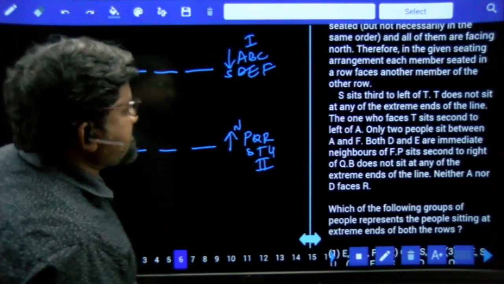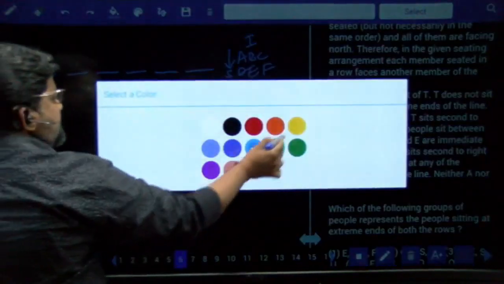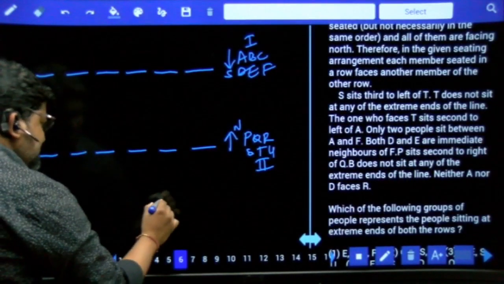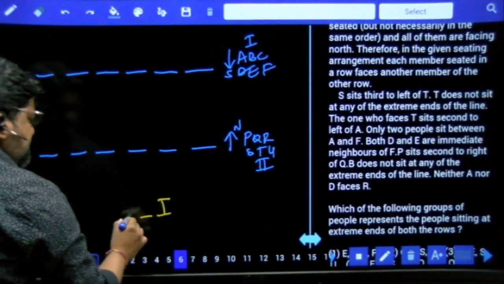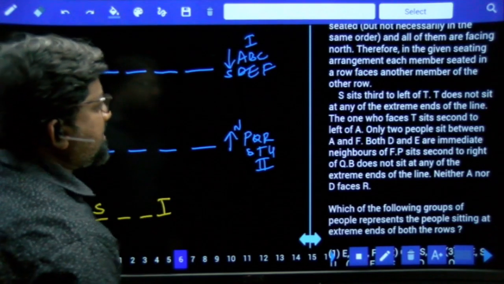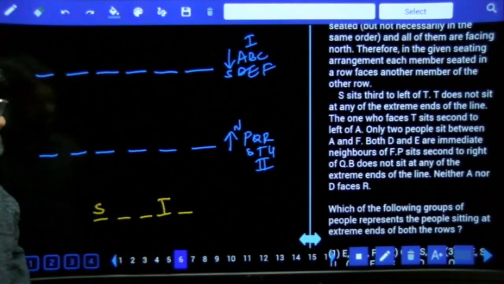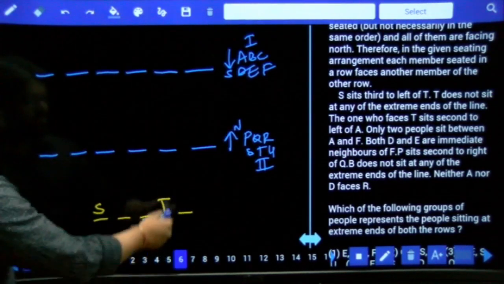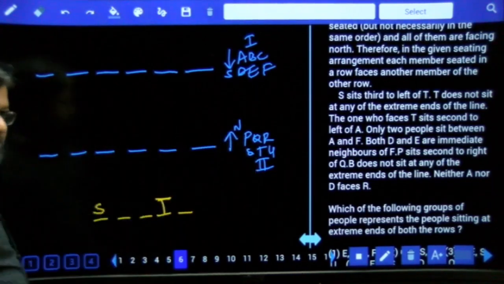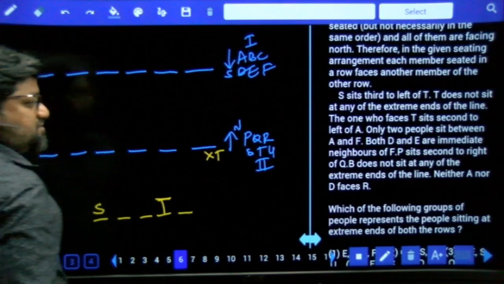S sits third to the left of T. This is T, who's facing north. S sits third to the left of T. This is T, 1, 2, 3, this is S. What's the extra point? T does not sit at any extreme ends of the lines. So we have covered 5 persons because T is not sitting at any extreme ends. So there's only one person. That one person can be to the right side of T because T is not sitting at any of the extreme ends of the lines.